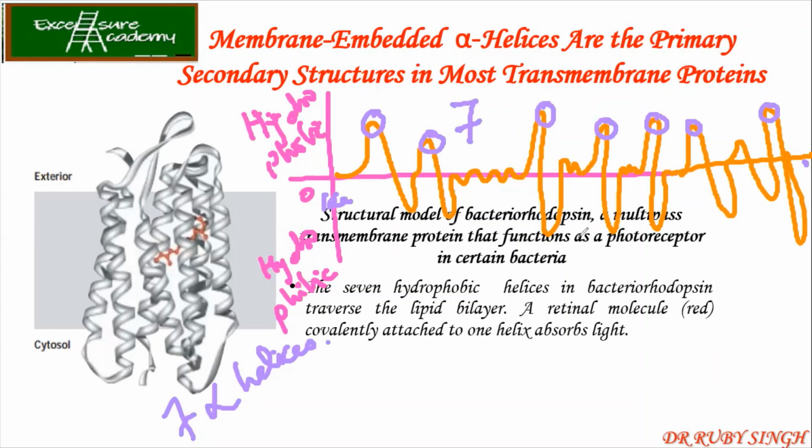Now it is clear. If suppose I had only this much, then I can say that only 2 alpha helices are present in the hydrophobic core. It means that in this protein there is 1, 2, that's all.